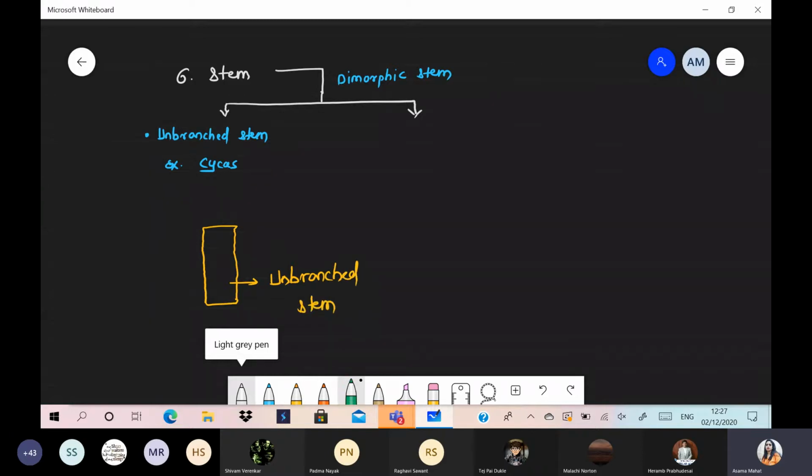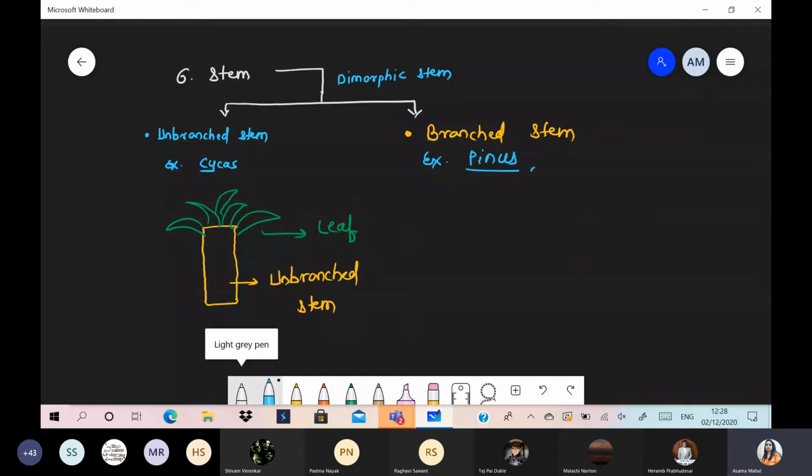On the unbranched stem, many leaves are present like this. These are the cycas leaves. A single branch is present, which we can simply say is unbranched. Now when you compare this point with the other one, the other stem is the branched stem, where branching is present. To understand the branched stem, we take the example Pinus and another example, Cedrus. Pinus and Cedrus are the two examples that come under the branched stem.